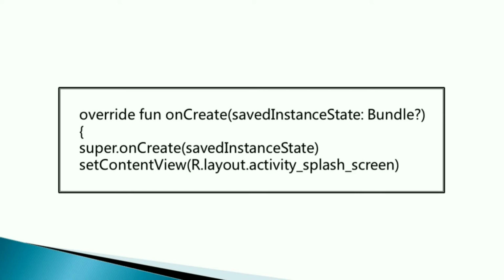We have passed R.layout.activity_splash_screen as parameter. R is auto-generated class from resources during the build process. The R.layout is an auto-generated class that contains ID for all resource files in the layout folder. Activity_splash_screen is a static final member of the R.layout class and it represents the layout file activity_splash_screen.xml in the layout folder.